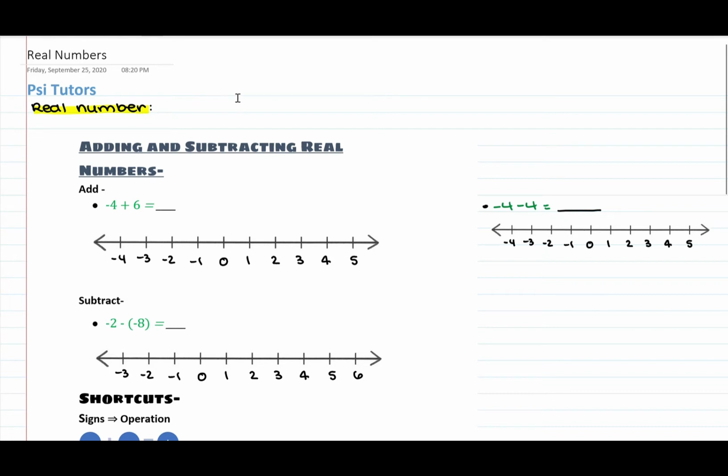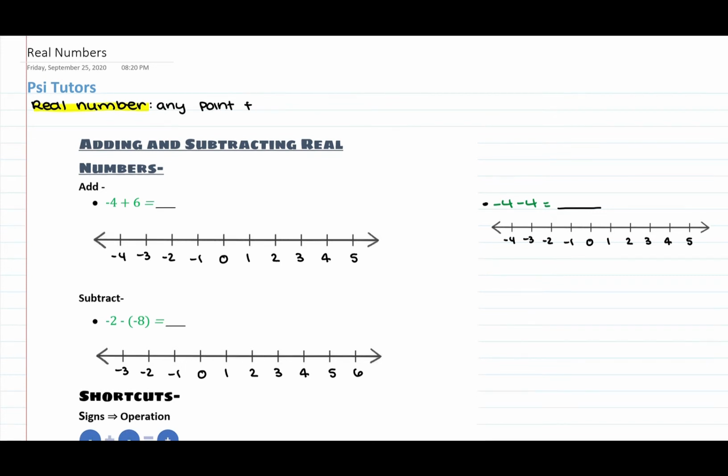Okay, just to start off, because we're going to be talking about real numbers, it's pretty smart to define them. So, real numbers are any point that's on the number line. Okay, so real numbers are basically any point that's on the number line.